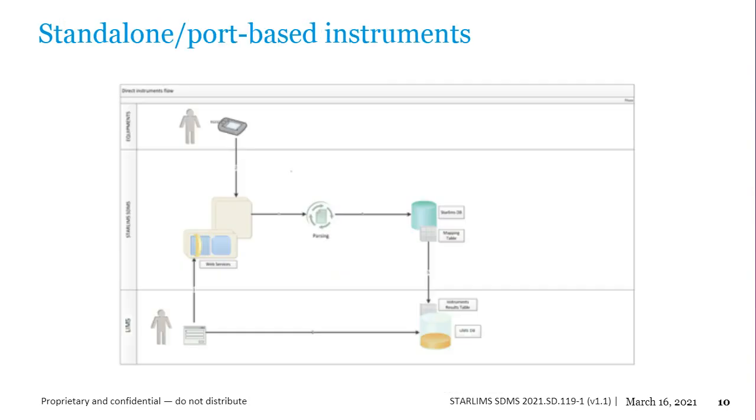So let's move on to standalone and port-based instruments. Let's think about within the lab, within your paper-based systems, if paper printouts are used for your balances, the data eventually must be transcribed to the LIMS at some point later in the workflow. So it could be some sort of delay because it needs to be transcribed, and potentially you could be introducing human errors in the transcription process, which could require rework later.